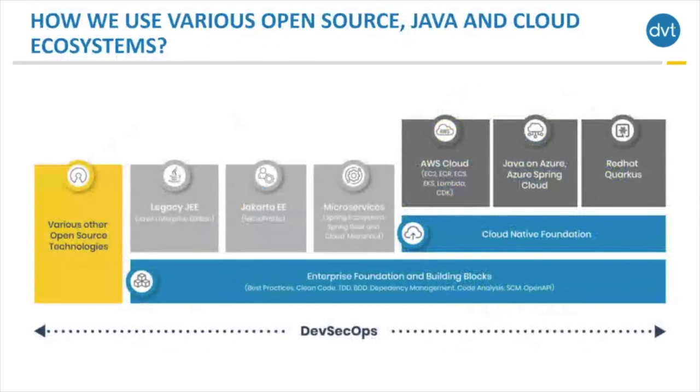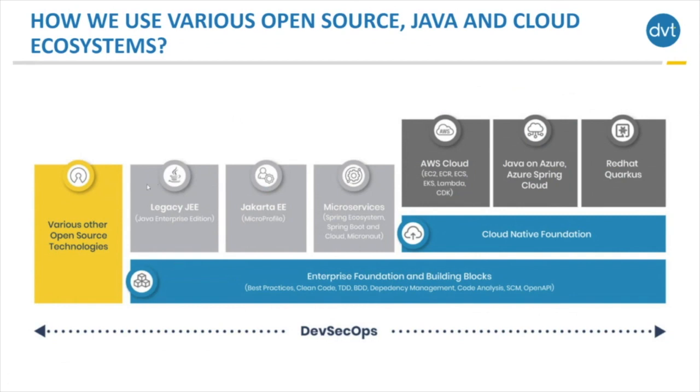Now, at DVT, we make use of varieties of open source libraries, platforms, Java in itself, and the cloud ecosystem. This is a clear representation of what actually happens. We have a lot of enterprise-based, foundation-based building blocks that follow the best practices, clean code, test-driven development, and many other things, from code analysis to more. Then we have varieties of open source technologies, which can expand to the nth level. There are so many of them.